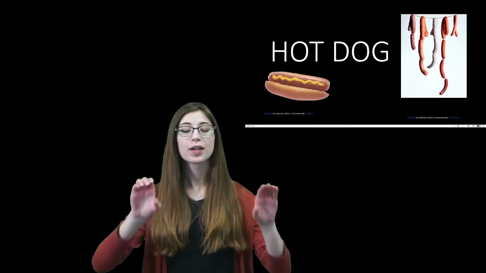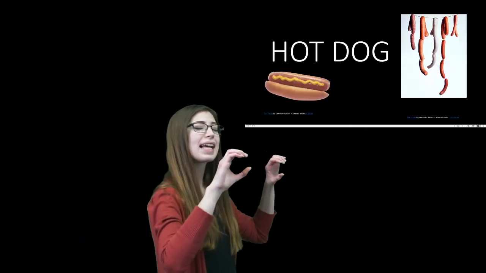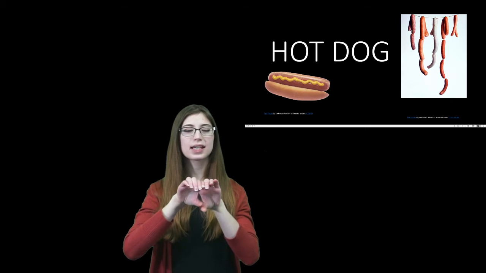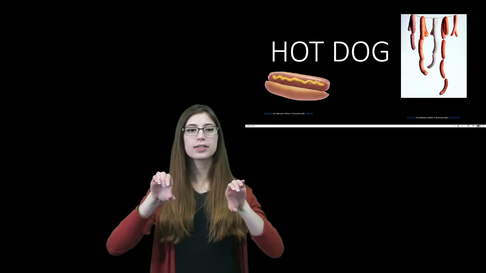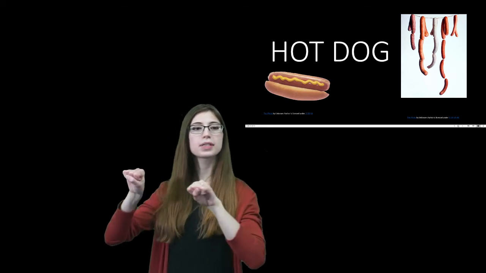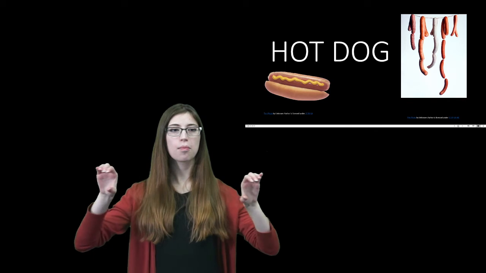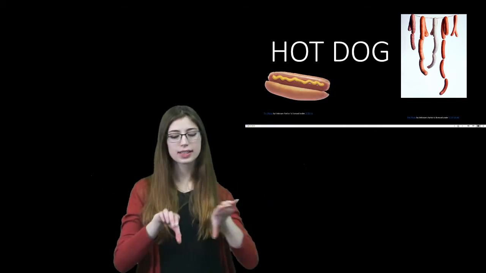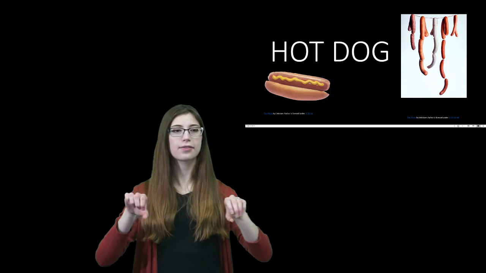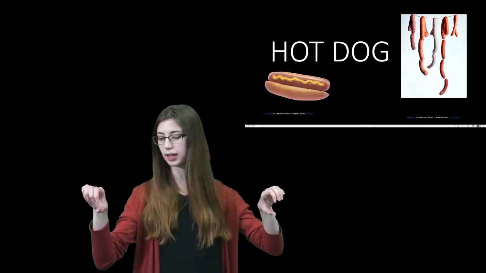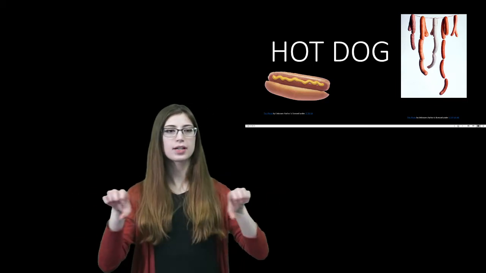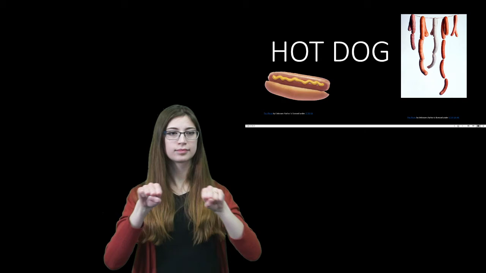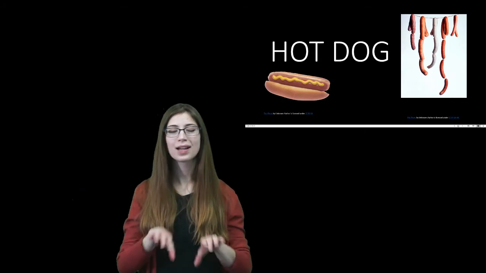Hot dog. 2 C handshakes. You're going to start these together, slide them apart, make them into closed S handshakes, open again, and closed again. It's like these strings of sausages. Here's a sausage, closed off. Here's 2 more, one here, and closed off. Hot dog.